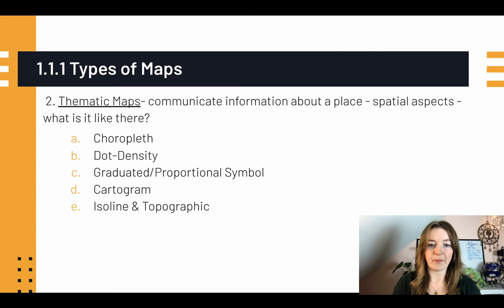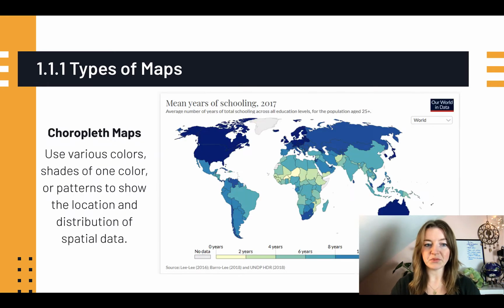Second up, we have thematic maps. These are used to communicate information about a place. So spatial aspects, what's it like there? And we have several types of thematic maps. We have choropleth, dot density, graduated or proportional symbol maps. Those are the same thing. It can either say graduated or proportional symbol. Cartograms and isoline/topographical maps. So choropleth, remember that's our different colors.